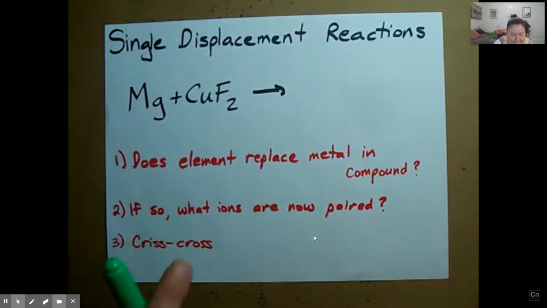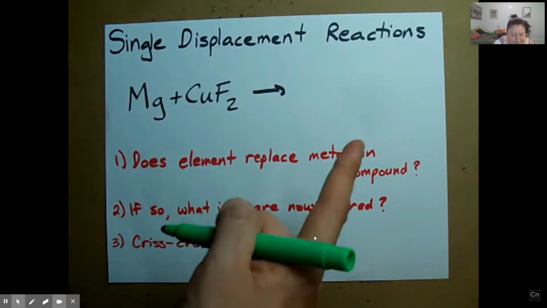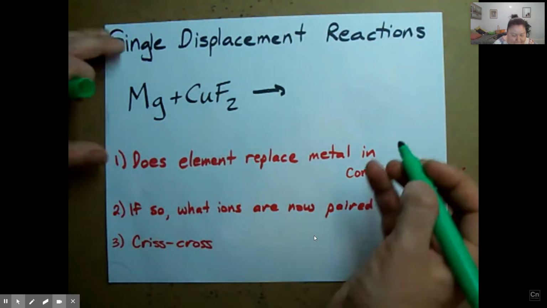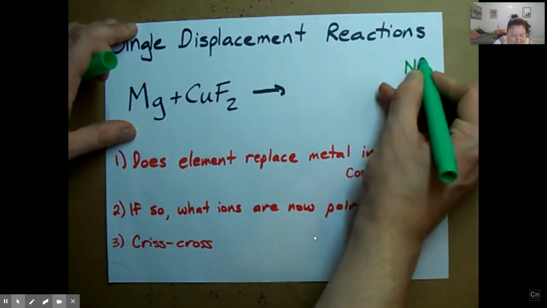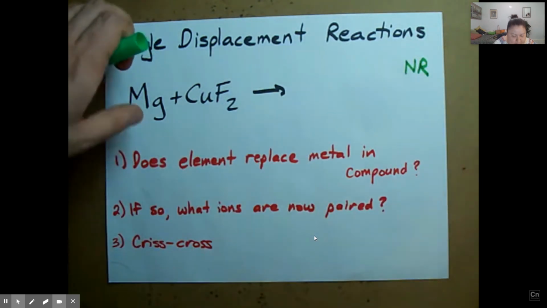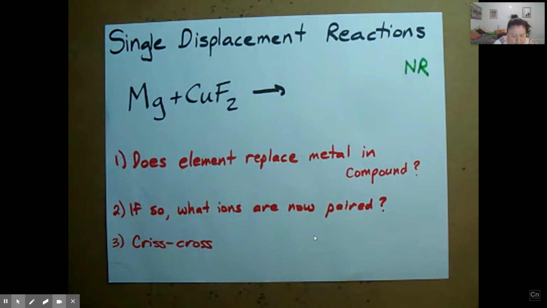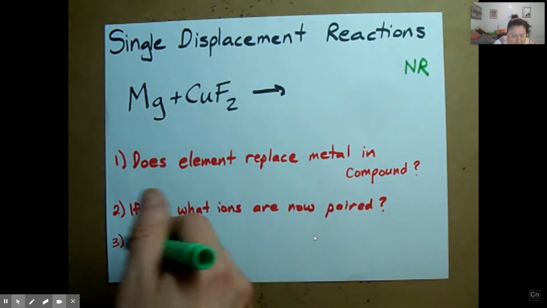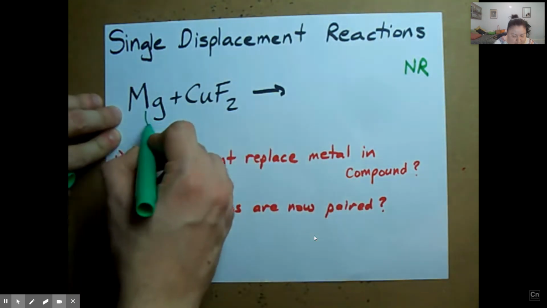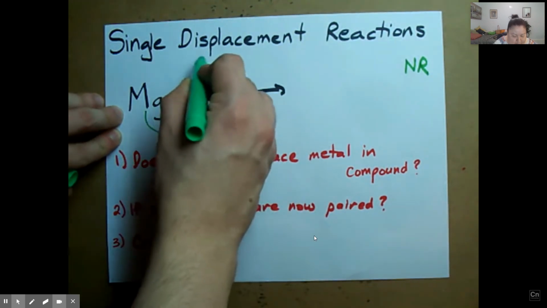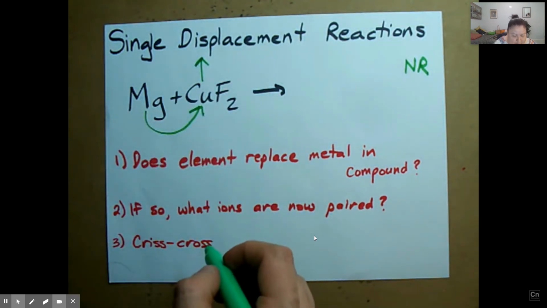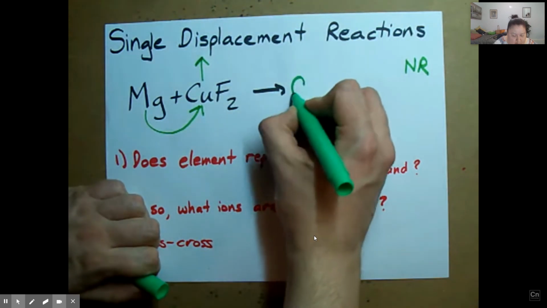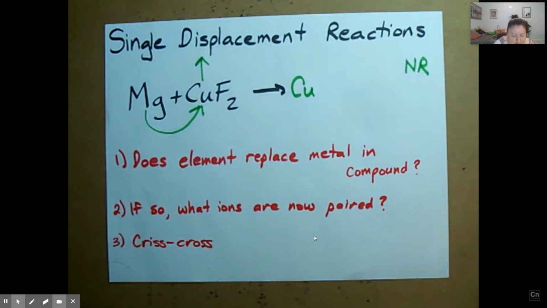So we will have a reaction. If magnesium had been lower, we would have just said no reaction. That would have been our answer. We'd be done. But it does replace it, so we gotta keep going. New question is, what ions are now paired? Well, let's see. Magnesium is going to replace the copper. The copper is going to get booted out. So, first of all, you're going to end up with copper left over.